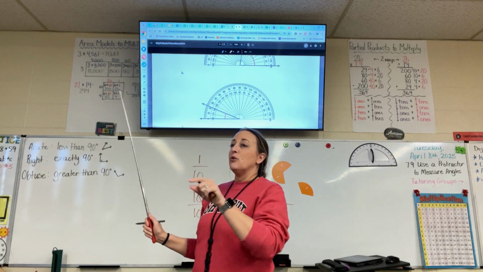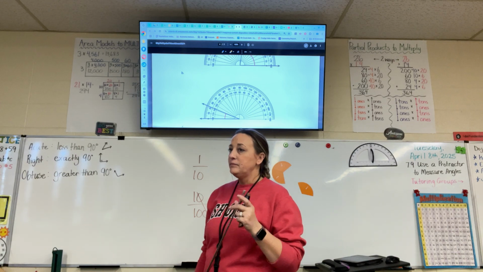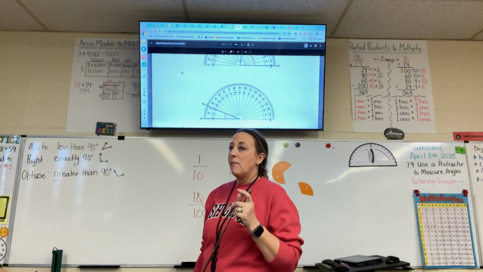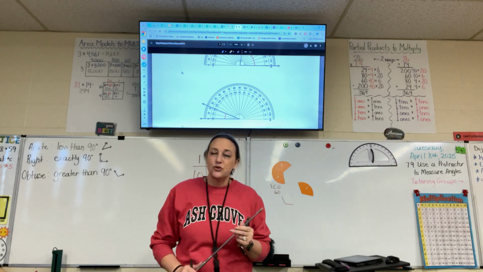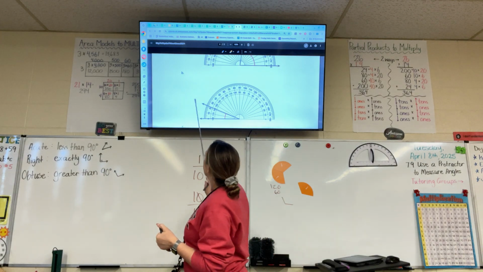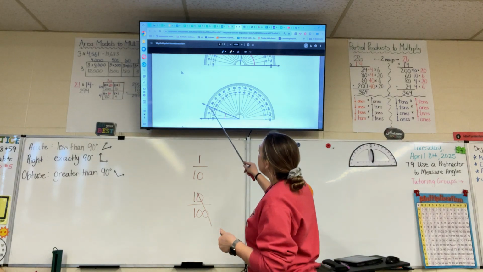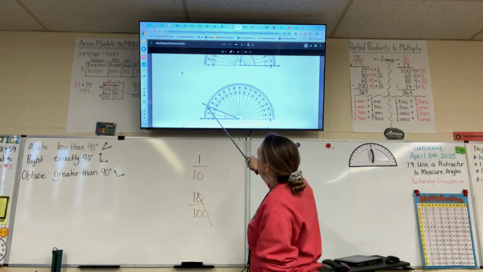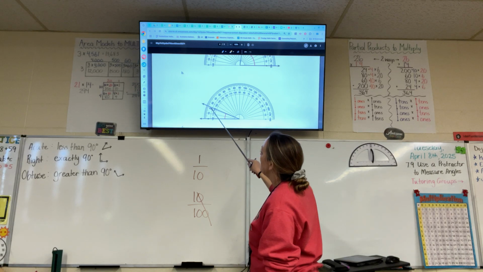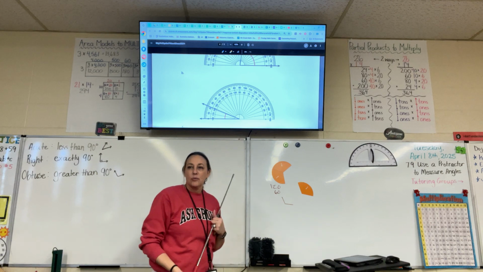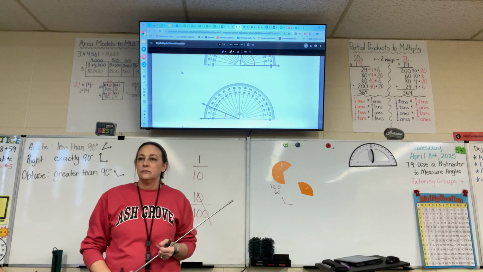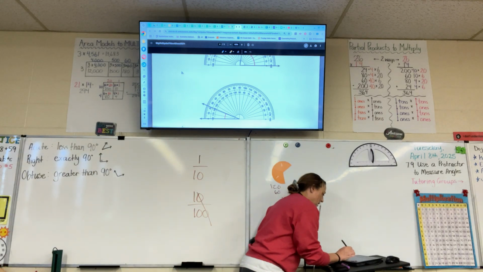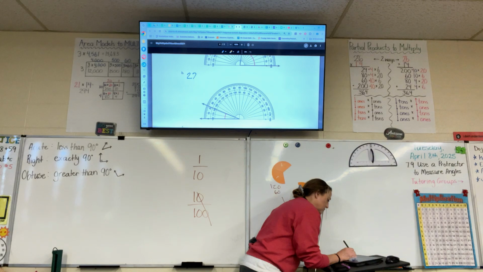Since it's acute, Athena, which one are we going to pay attention to? We're going to pay attention to Evan? 20. The 20. So since it's acute, we're going to pay attention to the smaller of the two. Now, if you notice, it looks like it's 2 marks past the 20, between the 20 and the 30. So what would its measure be, Harbor? 22. So B would be 22 degrees.